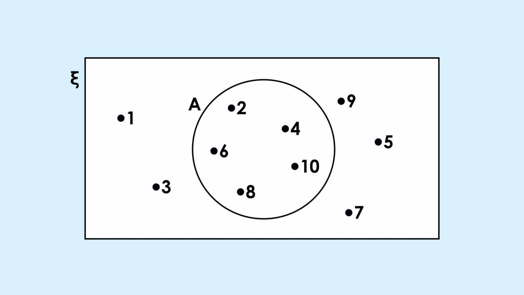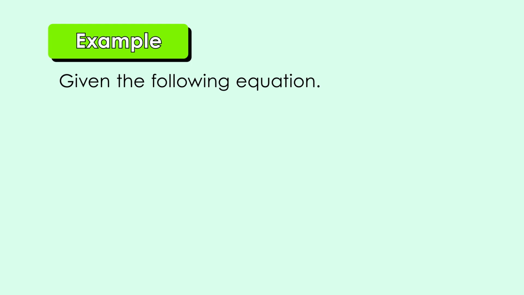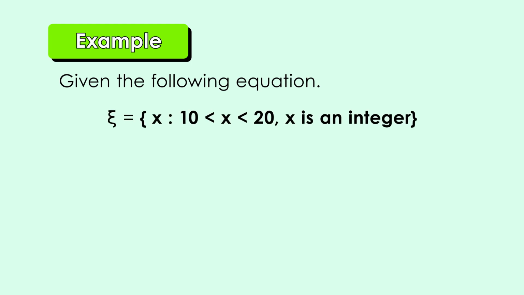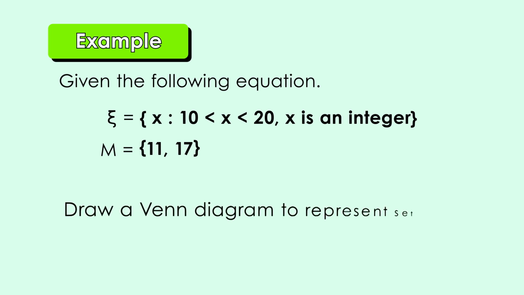Okay, pupils, now it's your turn. Let's try out this question. Given the following equation, where x is more than 10 and less than 20, whereby x is an integer. Elements of set M are 11 and 17. Pupils, you are required to draw a Venn diagram to represent universal set N. Let's check your answer, shall we?